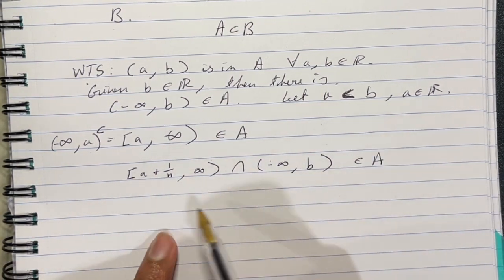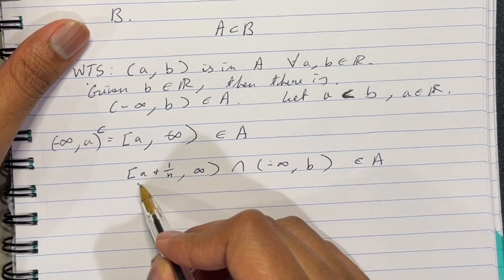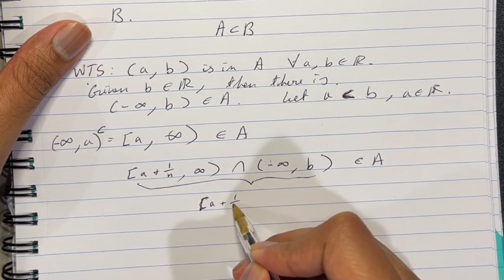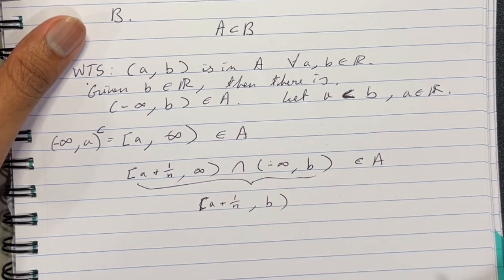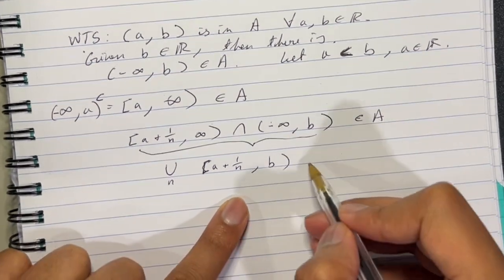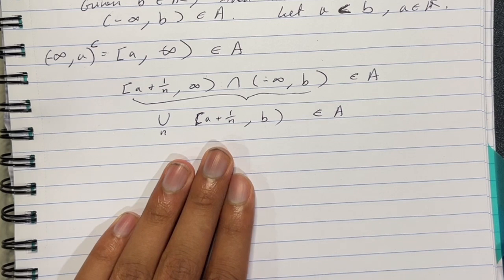And because this is in A, any countable union of these is going to be in A as well. To simplify, this would be (a + 1/n, b), taking the intersection. But then we can take the union over these, right? And this would also be in A, because, you know, countable unions. So, but what is the union?